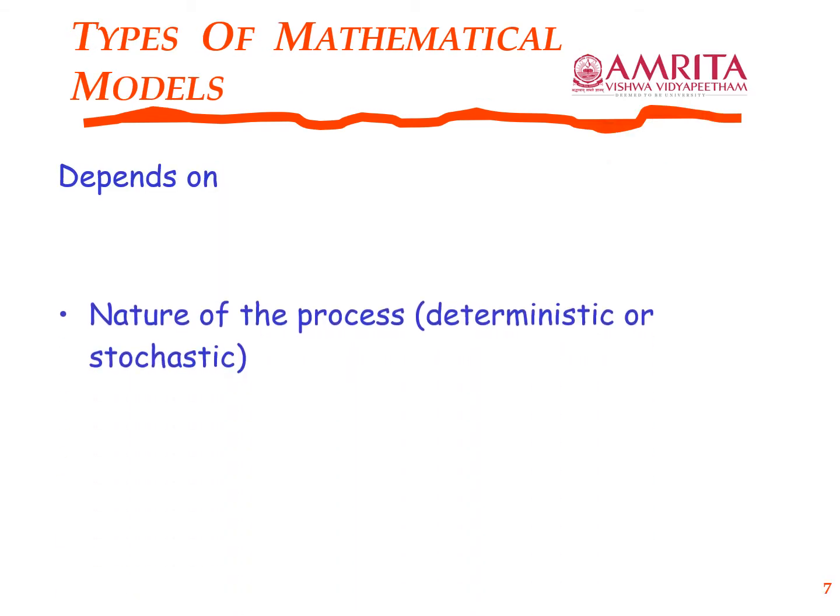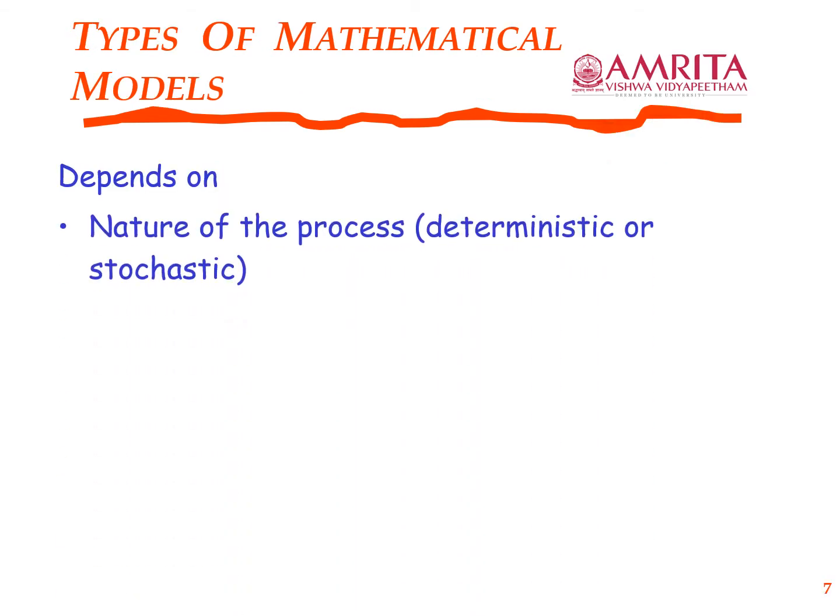So the type of mathematical model depends on the nature of the process. Depending on the nature of the process, you can characterize a model as either a deterministic model or a stochastic model. A stochastic model allows for random fluctuations in variables, and therefore involves random variables, whereas deterministic models involve absolutely determinable variables with no scope for fluctuations. It's basically the kind of assumption that you make.